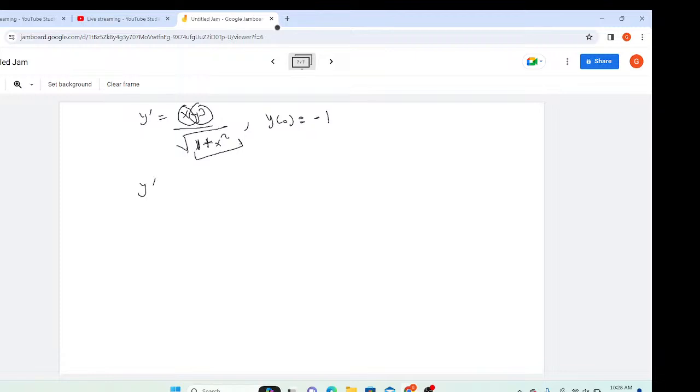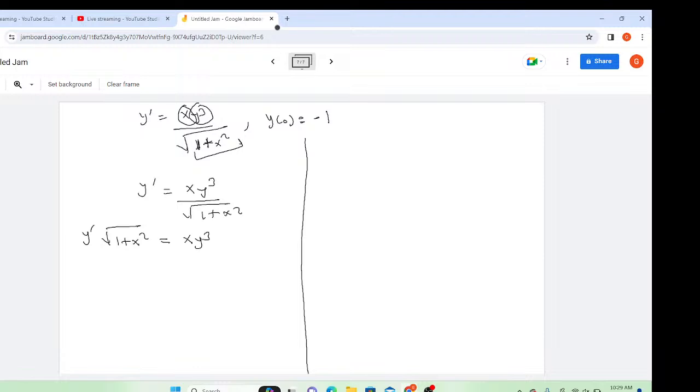So y prime equals x y cubed all over root of 1 plus x squared. Let's try separating them. Bring our root of 1 plus x squared here. So y prime times root of 1 plus x squared equals x y cubed.